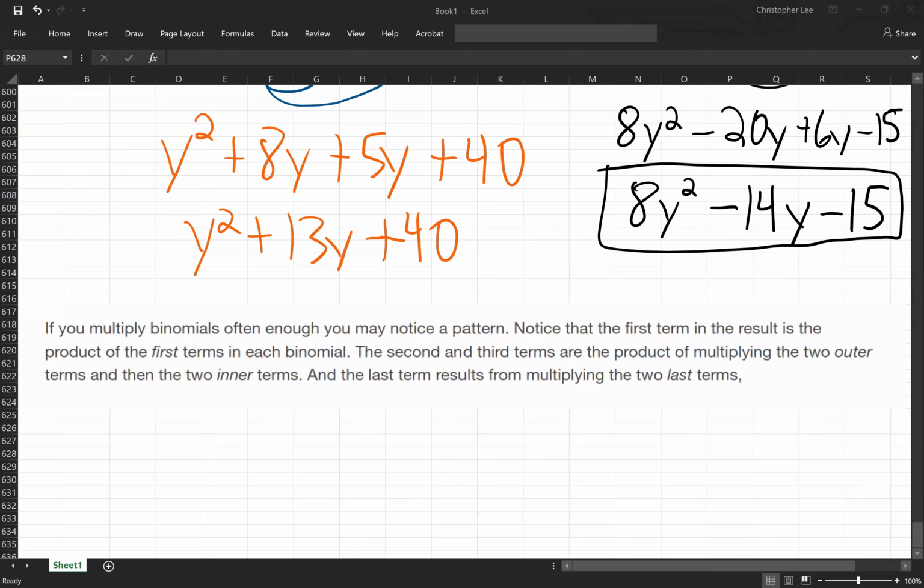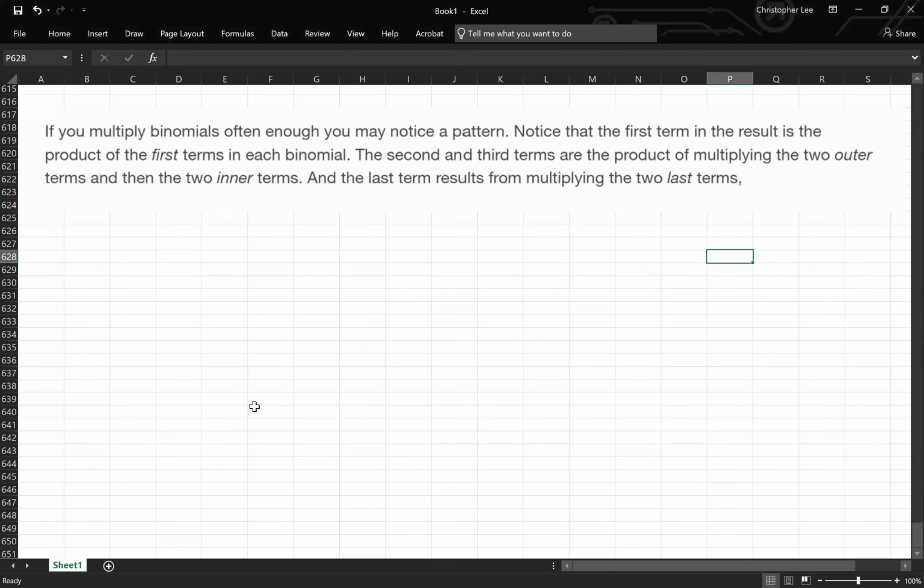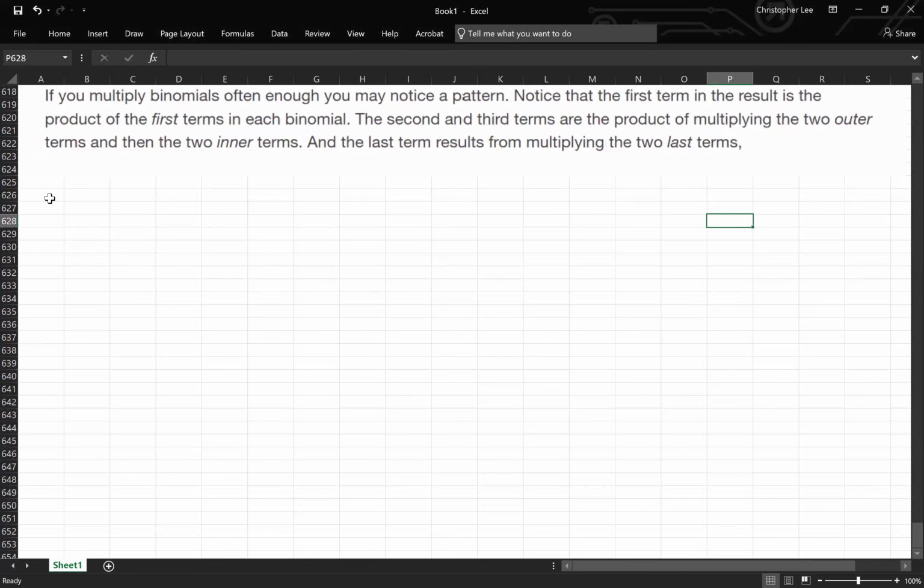That's called a perfect square trinomial. But I'm happy you know that though.